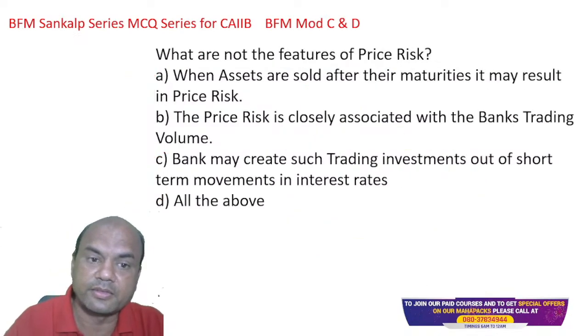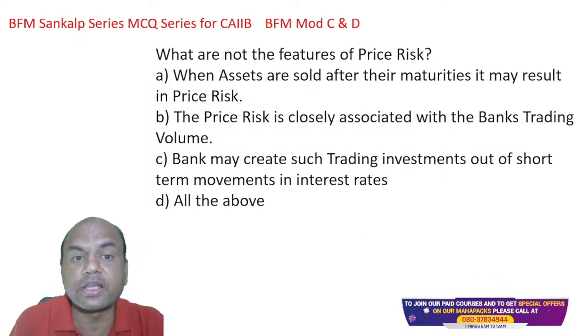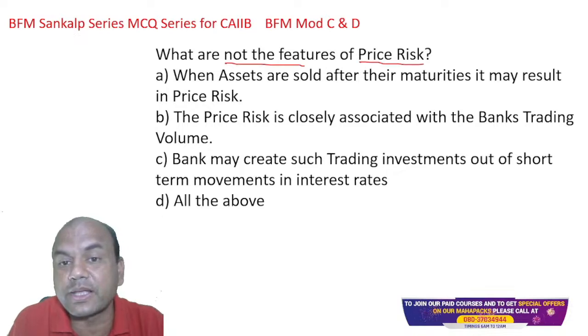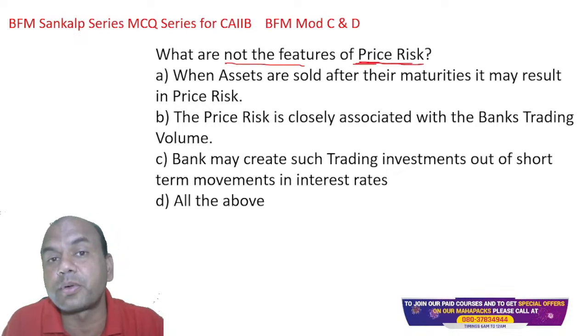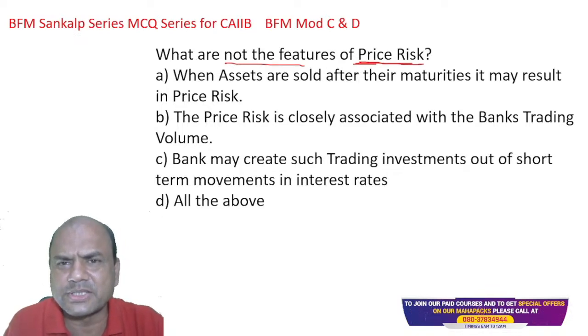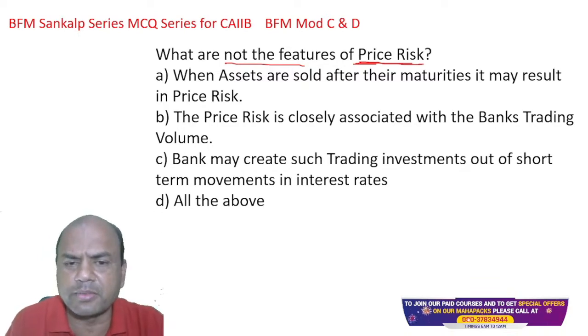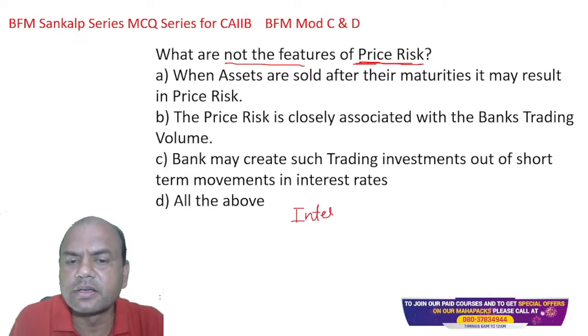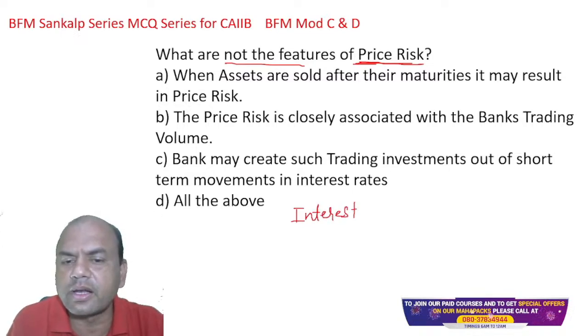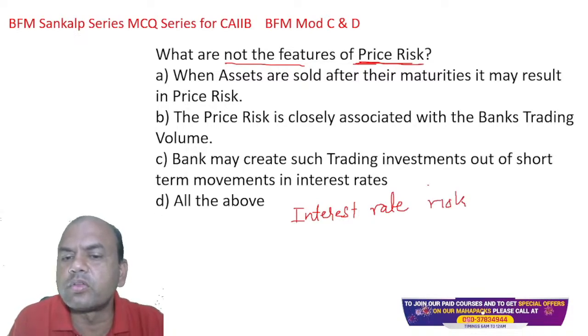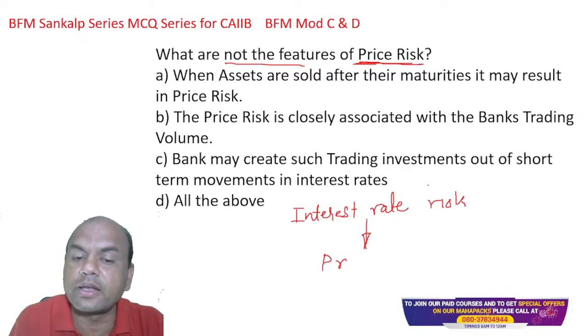So D. Which of the following are not the features of the price risk? Not the features. And price risk. Price means what? The price of the bond goes up or down. That is basically the meaning. So always remember one thing: interest rate risk is always related to price risk. Both of them go hand in hand.